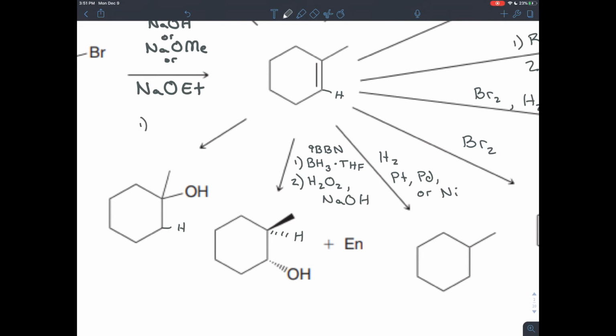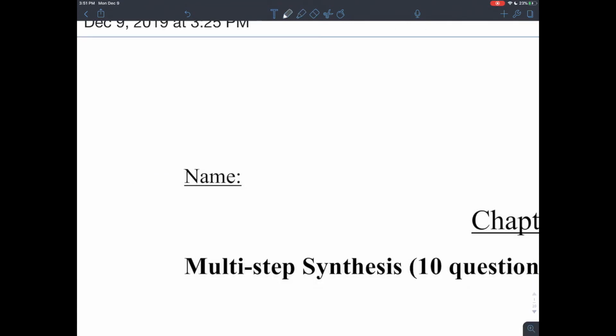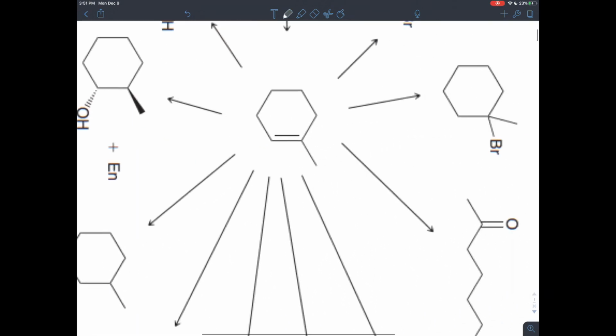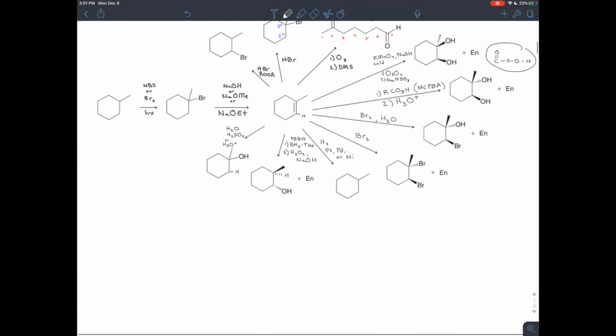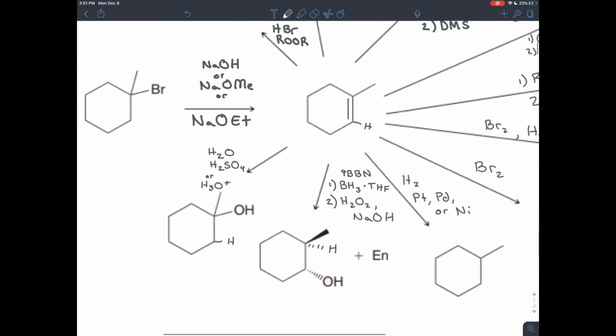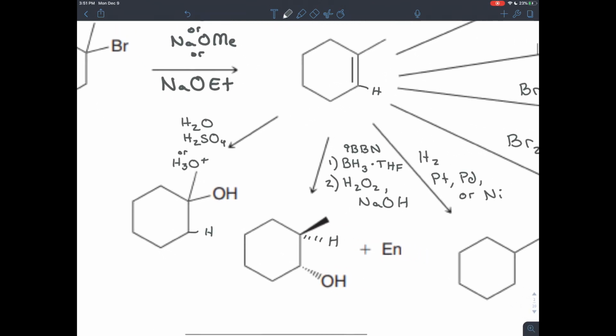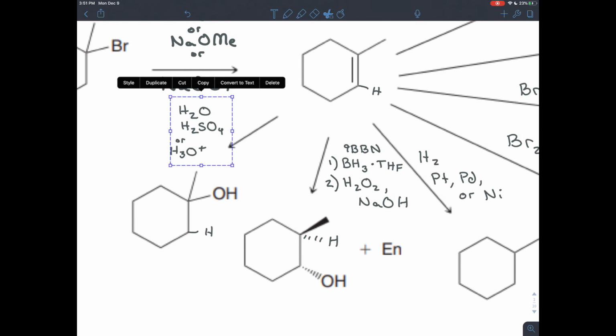The first one is just acid-catalyzed hydration. You could use water and a strong acid like sulfuric acid, H2SO4, or if you prefer, you could just write H3O+. Because if you put a strong acid into water, the acid gives away all its H pluses, and so the water really just becomes H3O+. So either way, that would accomplish that transformation.